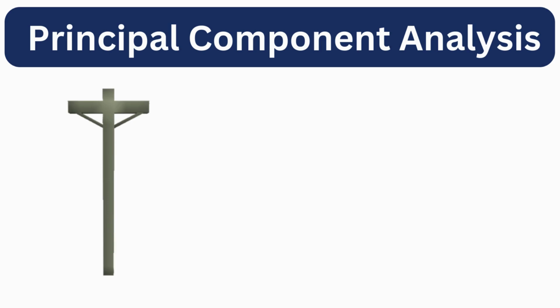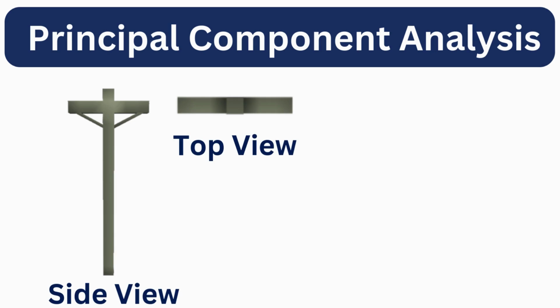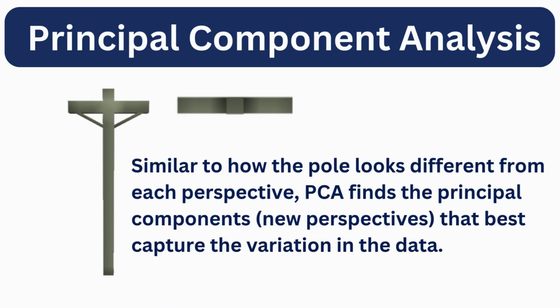Let's understand it by an example. Let's think of this pole as our dataset, and the two different images represent how we view the data from different perspectives. Right now, we see the pole from two angles, one from the side and the other from the top. This is exactly what PCA does. It looks for the best views or perspectives of our data, called principal components. These components highlight the most important features or directions of variance in the data. Just like how the pole looks different from each angle, PCA projects our data into new axes or directions, capturing the essence of the data while simplifying it.